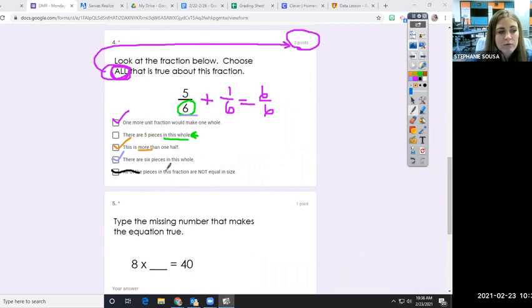I'm glad I didn't have to come through the camera and scream at anybody, because if y'all didn't know that fractions were equal size by now, I was going to come mess up your room and tell your mama you did it. All right.